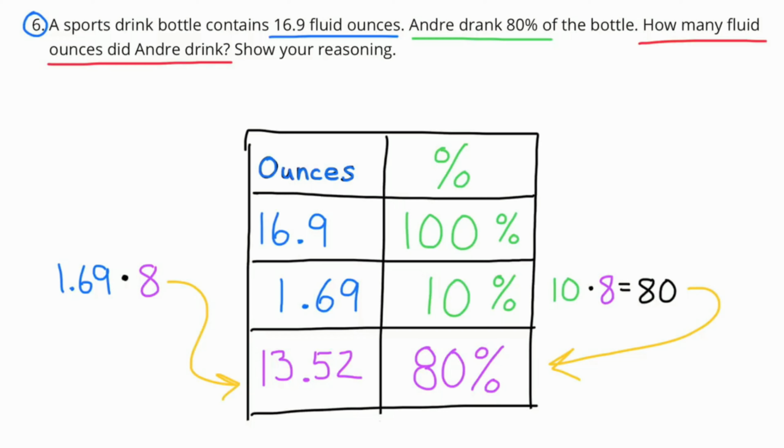Now to figure out what 80% would be, I'm just going to multiply the 10% times 8 to get 80, and I need to multiply 1 69 hundredths ounces by 8, and that gives me 13 52 hundredths ounces. Andre drank 80% of the bottle, and 80% of the bottle is 13 52 hundredths ounces.